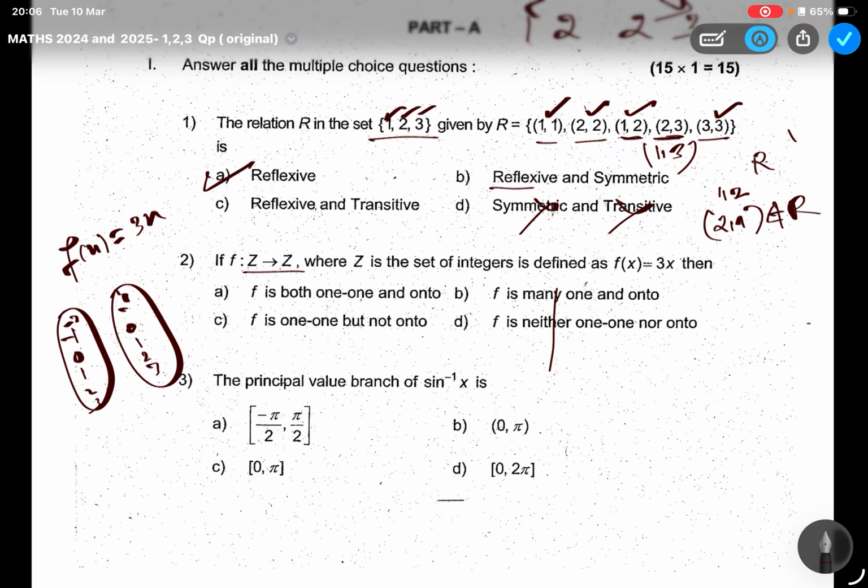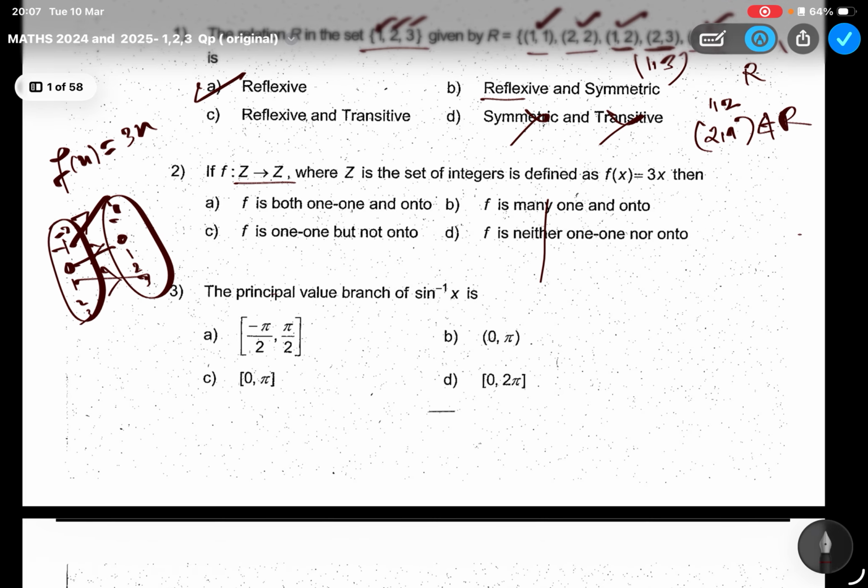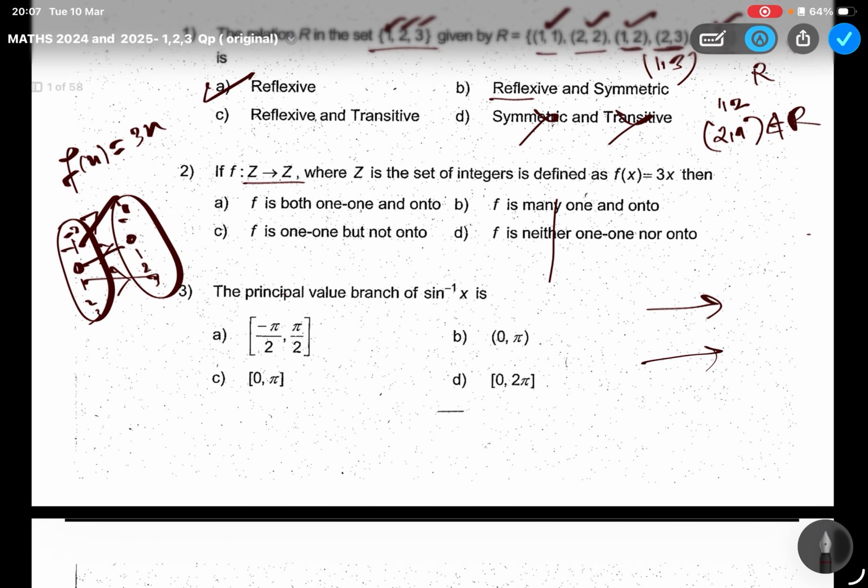If you substitute 0, you will get 0. If you substitute 1, you will get 3. If you substitute minus 1, you will get minus 3. So in this case, each and every element of the set has a distinct element in set B. It defines what? It is a one-one function.